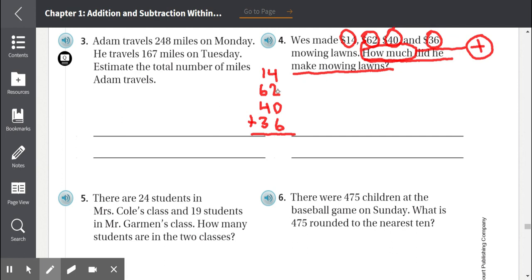4 plus 2 is 6. 6 plus 0 is 6. 6 plus 6 is 12. We carry our 1 over to the tens place. Now 1 plus 1 is 2. 2 plus 6 is 8. 8 plus 4 is 12. 12 plus 3 is 15. So how much did Wes make mowing lawns? $152.